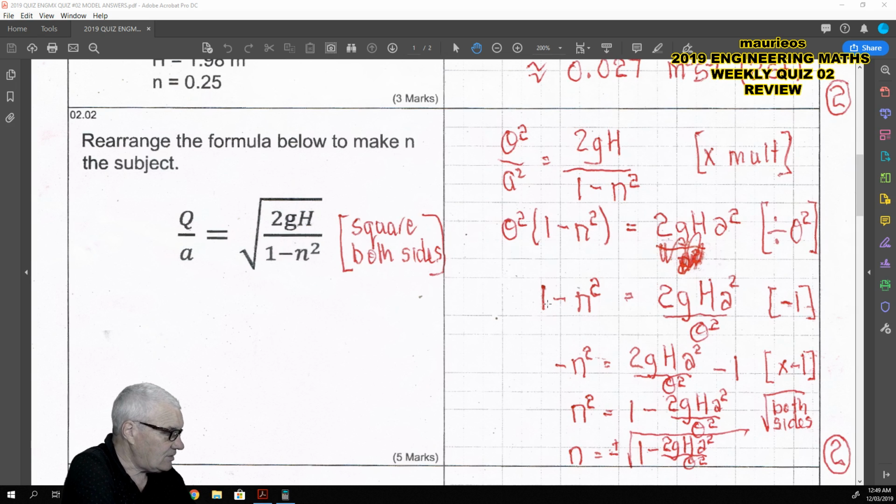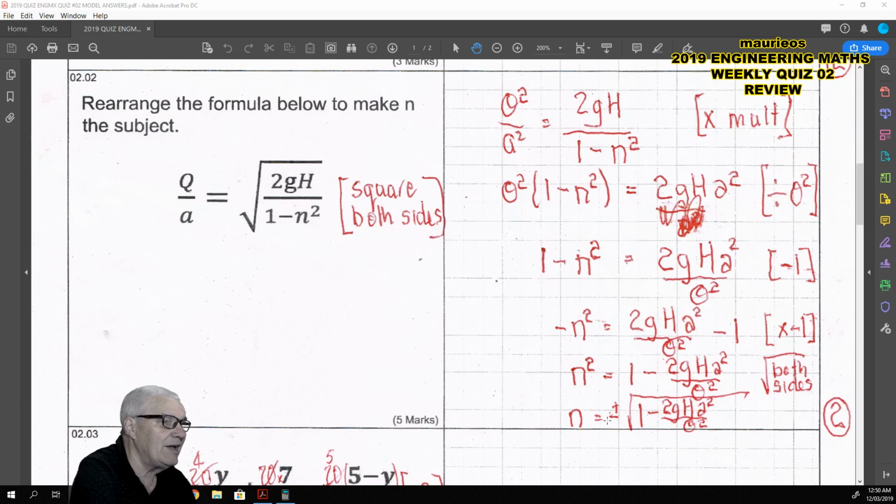Now, then I decided, well, I'll just get rid of this 1, so I'll subtract it. And this is where you'll notice that in maths we try and avoid the negatives. So there might have been a better way of doing this, but what I've done here is gone -1, and that gets rid of the 1, so we've got 2gha squared over q squared minus 1. All right, but we've got negative n squared, so we want positive. So we'll just multiply everything by negative, and that just flips everything around. So the negative, this here becomes positive, n squared, getting closer to what we want.